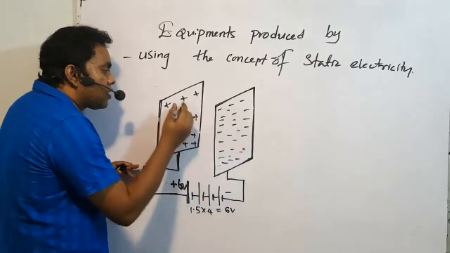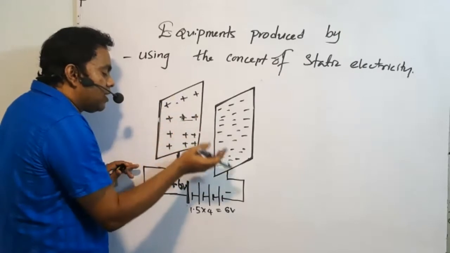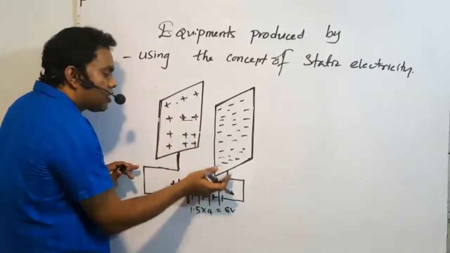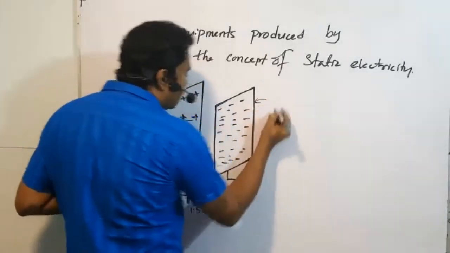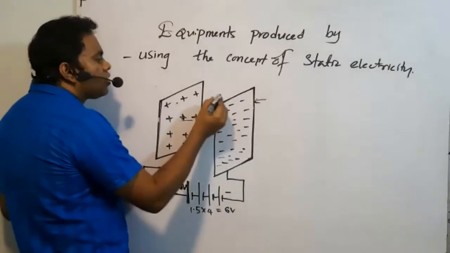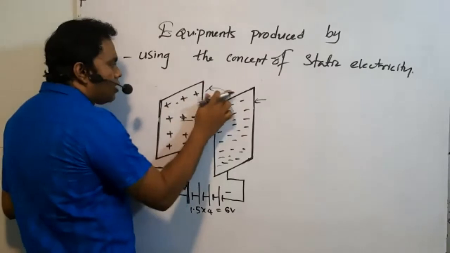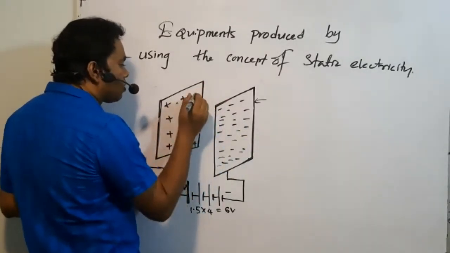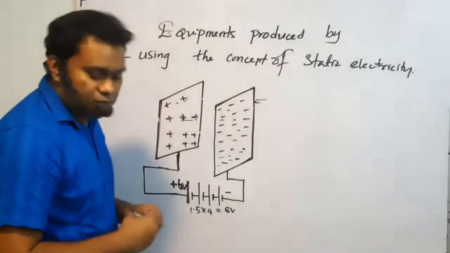negative charges are attracted to this positive. The positive charge plate is here. So negative electrons are attracted to the other plate. This is a metal plate. Electrons come. But electrons cannot jump to this positive charge. If they jump in, what happens? This positive and negative neutralize. But such a thing does not happen.